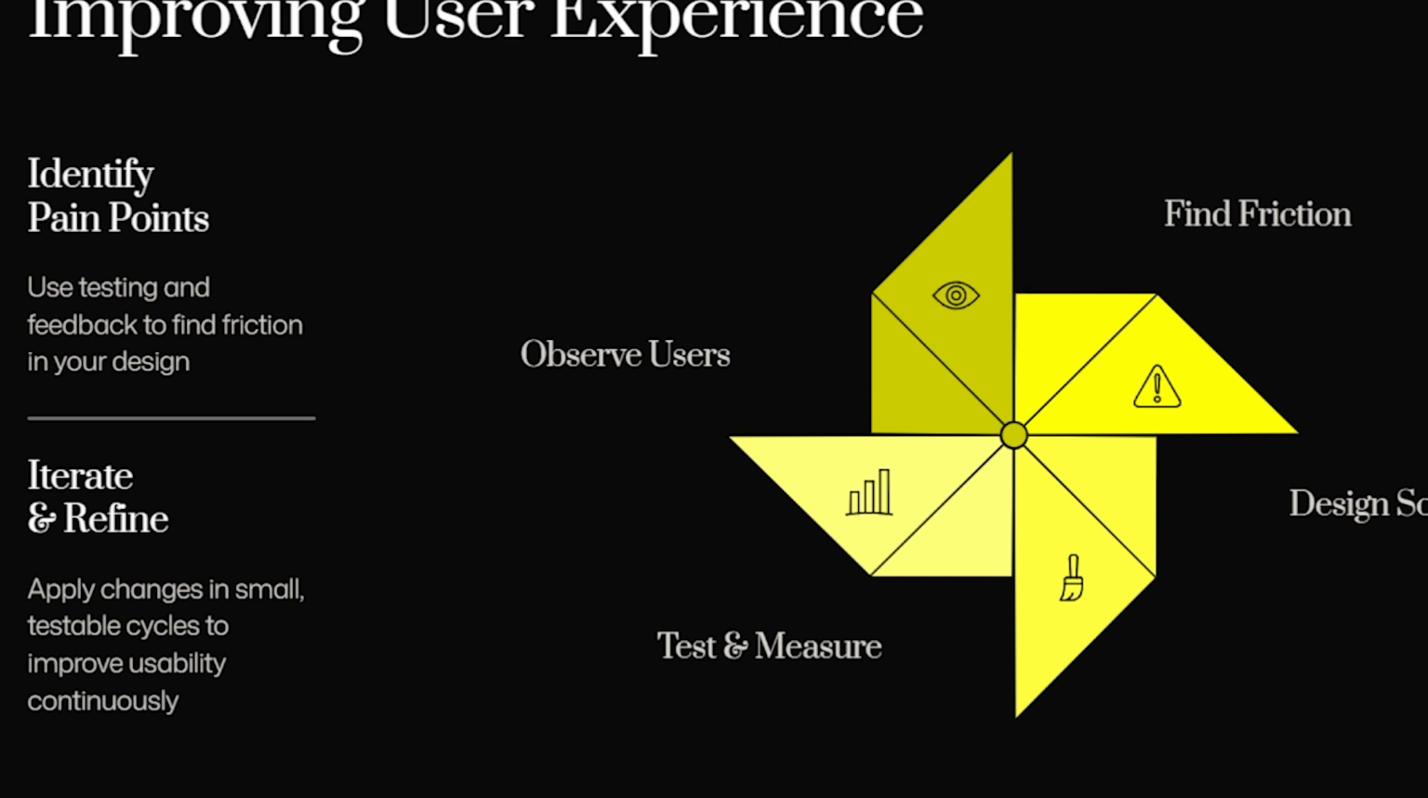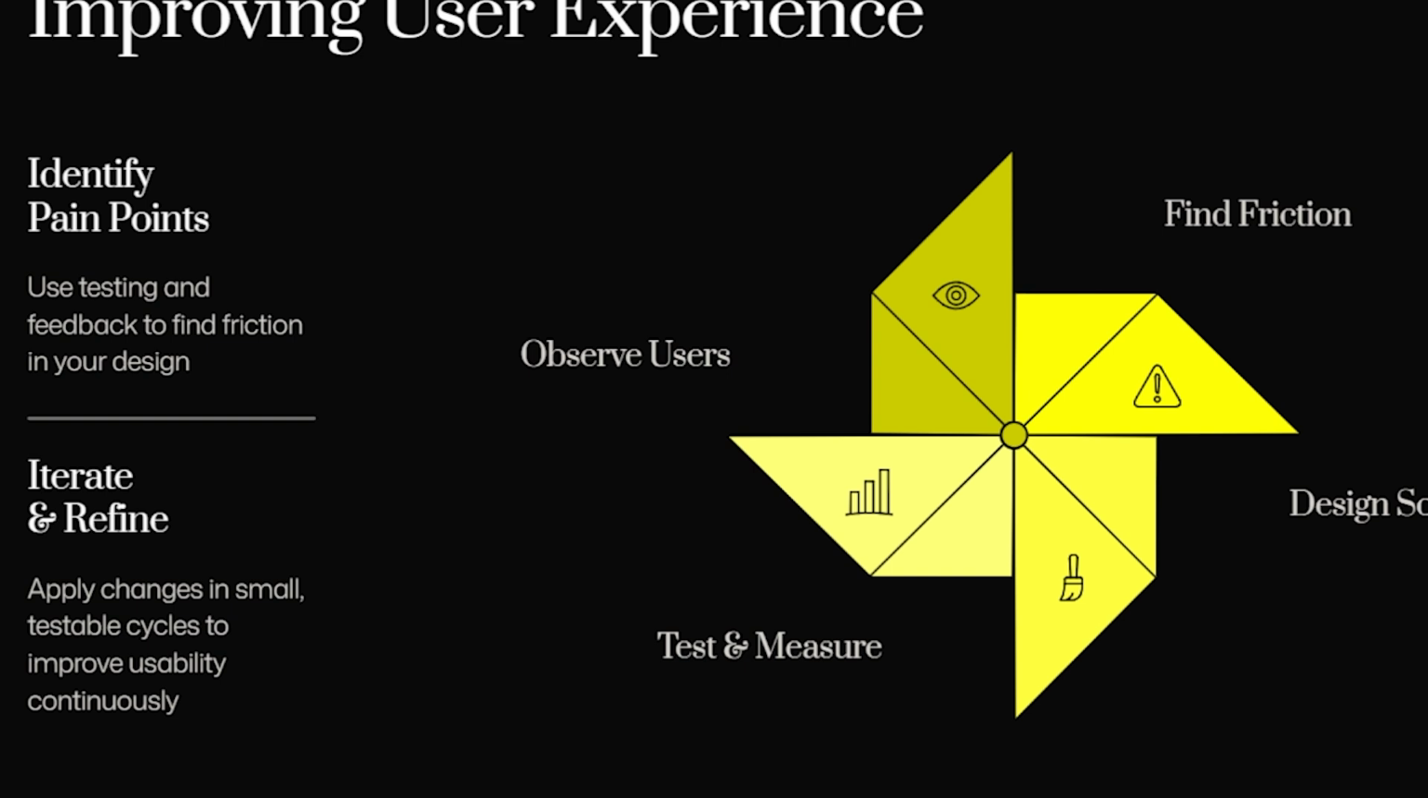The first step is to identify the pain points. First of all, understand your user's pain points. Observe your users interacting with your designs. Collect feedback from your users. Find areas where the users struggle. Rather than redesigning everything, make small improvements and test them.